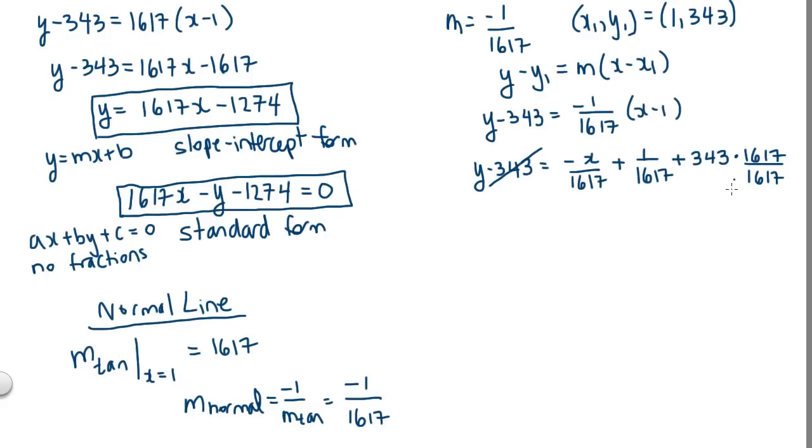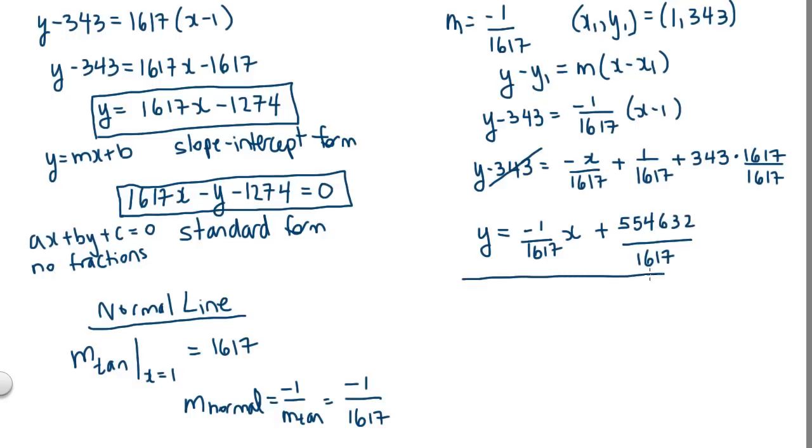Okay, so again, you can pause the video here, try this value on your calculator, and just make sure you can get a value that agrees with the one that I've already calculated here. So y should be equal to, you could write it as minus 1 over 1617 times x, if you wanted to write the slope really clearly here. And as for our constant, well, it's going to be divided by 1617. According to the calculator, the numerator comes out to, pretty big number, 554632. Okay, so there is our slope-intercept form.